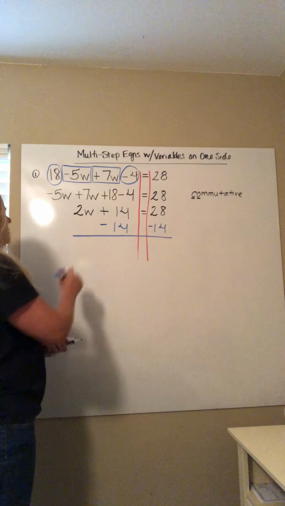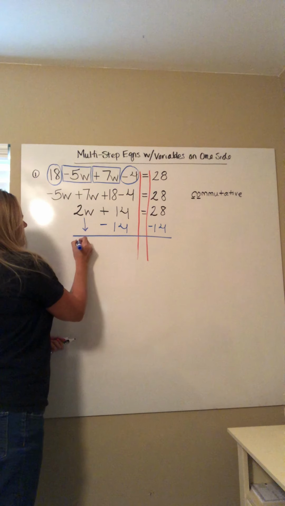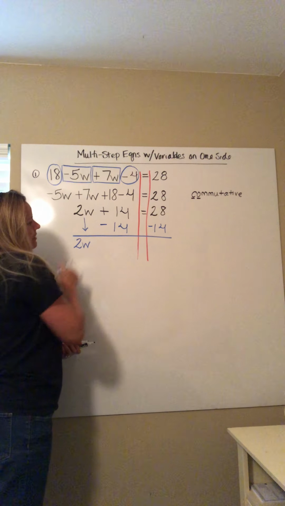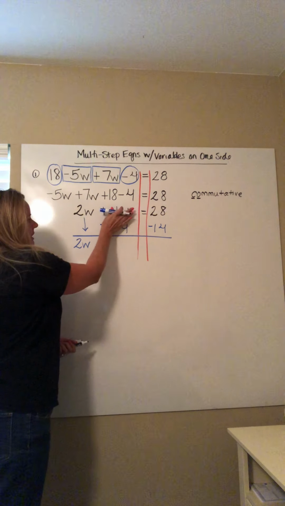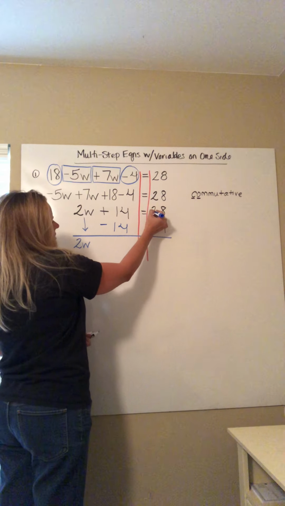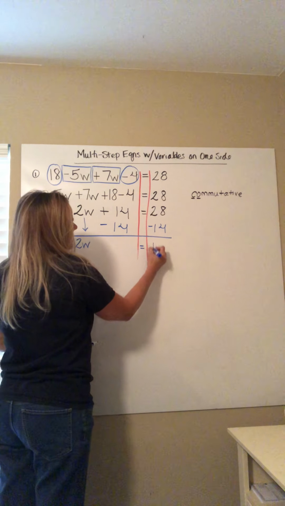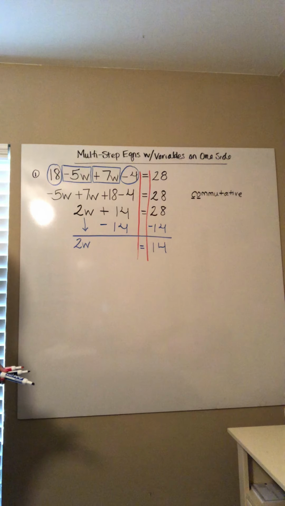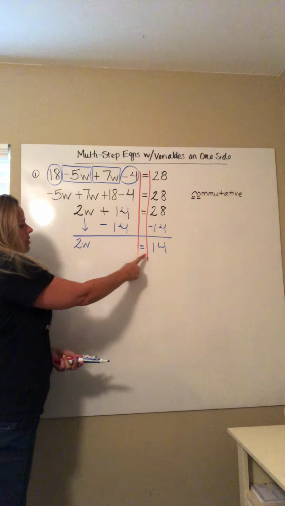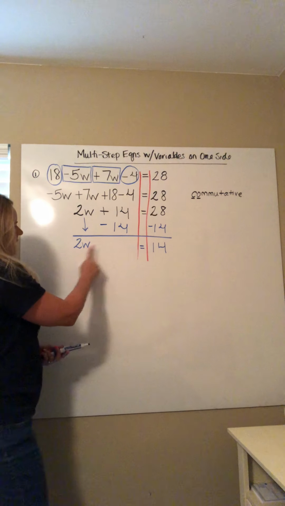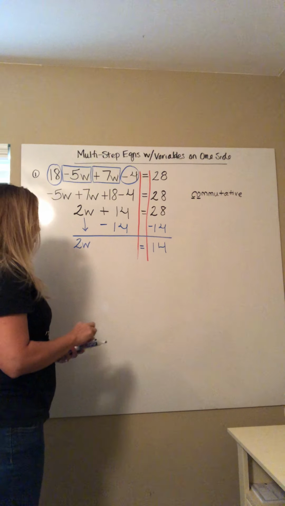All right, so 2w, I'm going to bring him down. A positive 14 and a negative 14 make 0. So I don't even need that anymore. I'm going to bring down my equal sign, and 28 minus 14 is 14. Okay, so now I have 2w equals 14. So at this point, I'm going to divide both sides by 2.